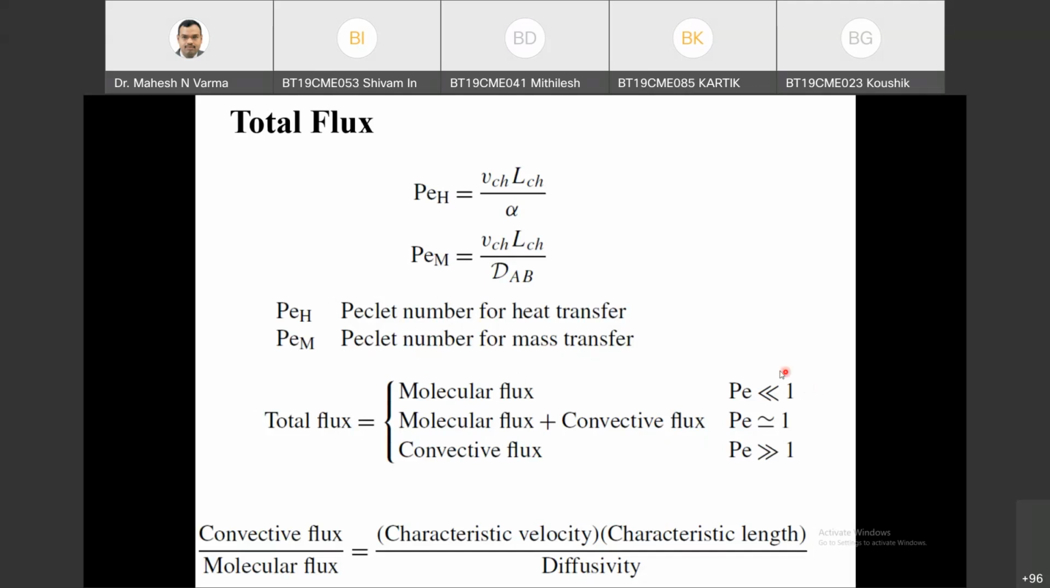So here also, if the Peclet number is very small, the design will be based on molecular flux only. Whatever non-idealities or convective flux there will be, that will be accounted for in the factor of safety. Yes, sir. Okay, so wherever you go in design, you will try to get it as simple as possible.